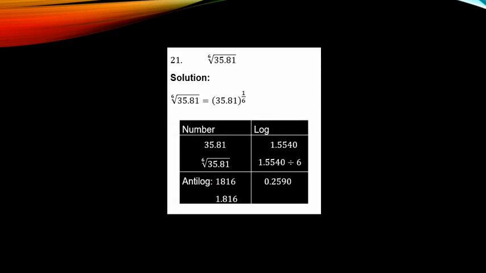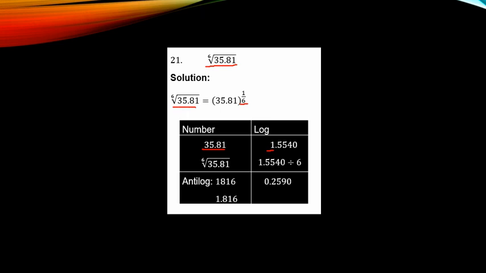So we have example on roots. You have the sixth root of 35.81. So any root means power of that particular root. So this will have power of 1/6. So for the solution, you have number and log. You take the number first, that is 35.81. First, you get the integer or characteristic part, and that is 1. That is because you subtract 1 from the two digits 35 before the point.